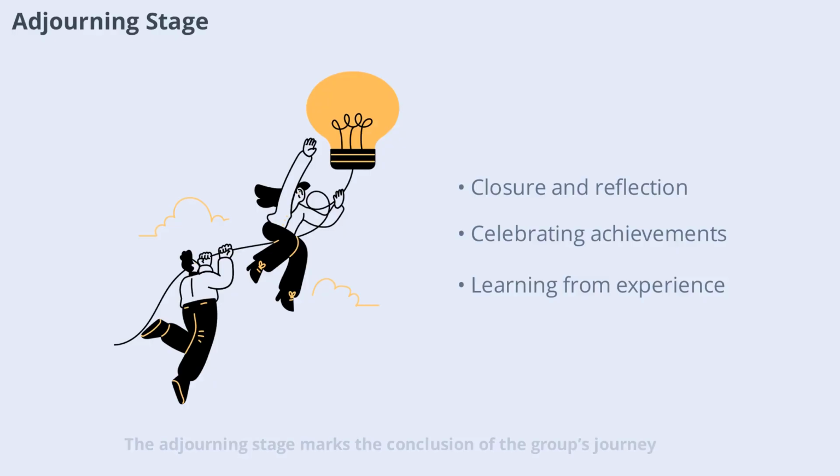The adjourning stage marks the conclusion of the group's journey. Whether the team has completed a project or members are moving on to new roles, the stage is about closure and reflection. It's important to acknowledge the group's achievements and provide opportunities for feedback. Celebrating successes and learning from challenges helps members grow and prepares them for future teamwork. Now that we've covered the stages of group development, let's explore the key roles people play within a group.